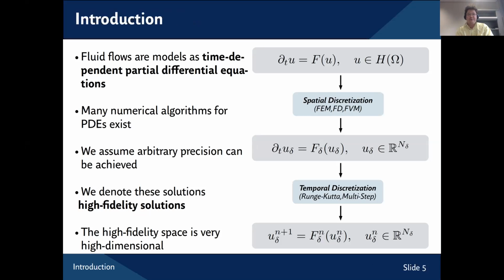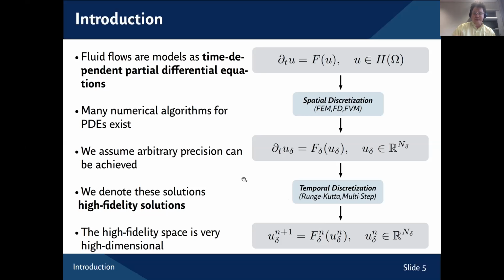So what we're dealing with are fluid flows, which are often modeled as time-dependent partial differential equations. The usual procedure to solve such a problem is to make some kind of spatial discretization using finite element, finite difference, finite volume, or whichever method is your favorite method. From there, you would usually do a temporal discretization, either with a Runge-Kutta method or multi-step method, or something else.